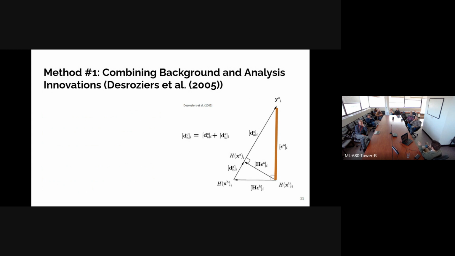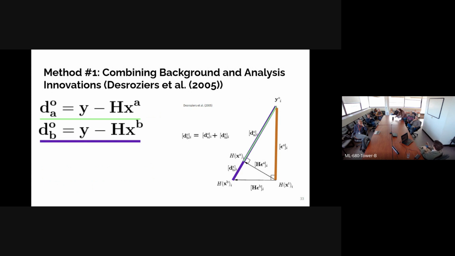The first of these is the method described in this paper by Desroziers again in 2005. The idea is that we're going to take our analysis innovation, which is the departure of the observation from our analysis state. We're going to also take our background innovation previously described. Geometrically, looking at our triangle interpretation here, if we multiply our green line by our purple line, or these lengths, that can be shown to equal the square of our orange line.